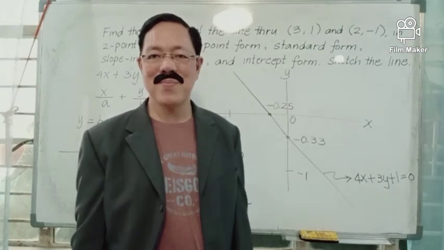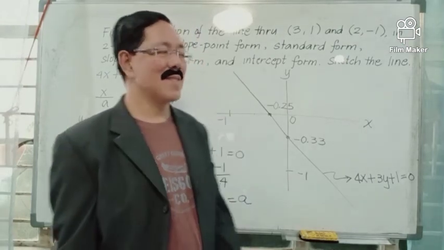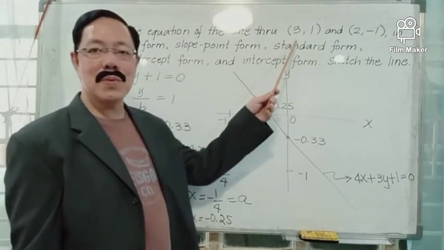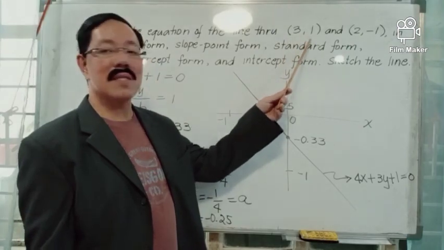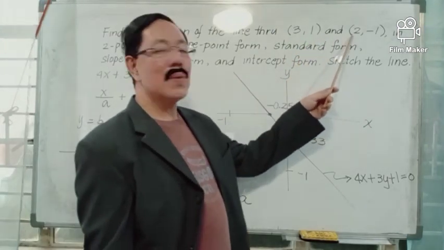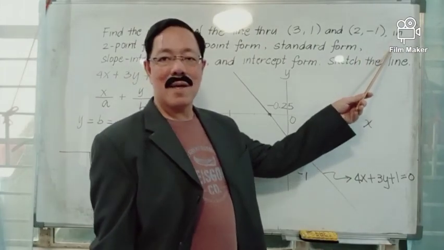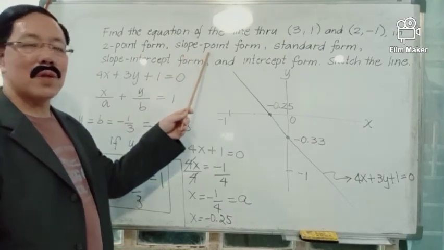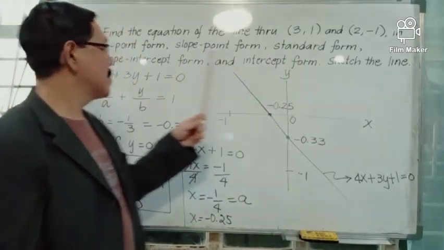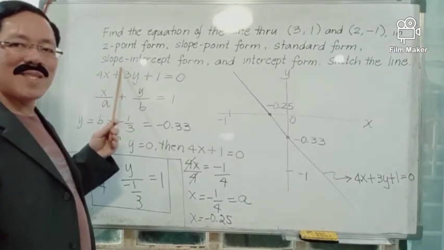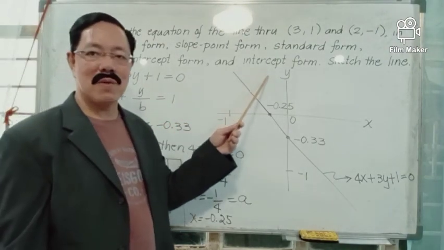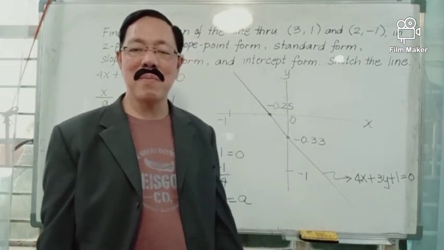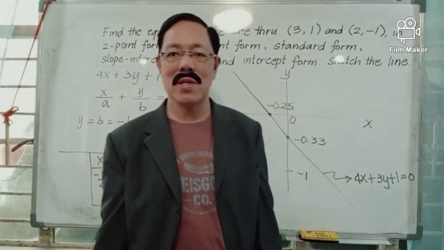For your practice, please try the following exercise. Find the equation of the line through (3, 1) and (2, negative 1) in two-point form, slope-point form, standard form, slope-intercept form, and intercept form. Sketch the line. This problem is very much similar to the problem we had earlier.